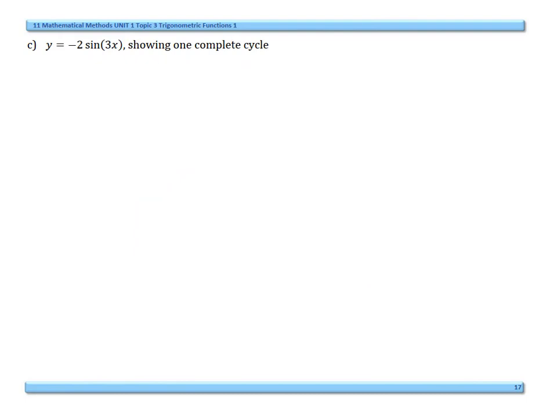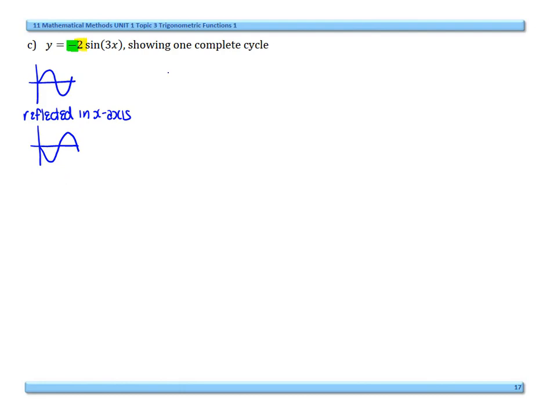Let's look at one final one. y equals -2 sine 3x. Now the first thing I see is this negative out the front. That's a reflection in the x-axis. So my basic curve would normally be that, but it's reflected in the x-axis. So I actually am going to have it going the other way.